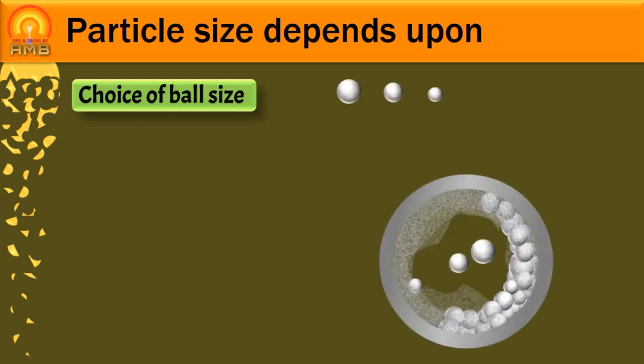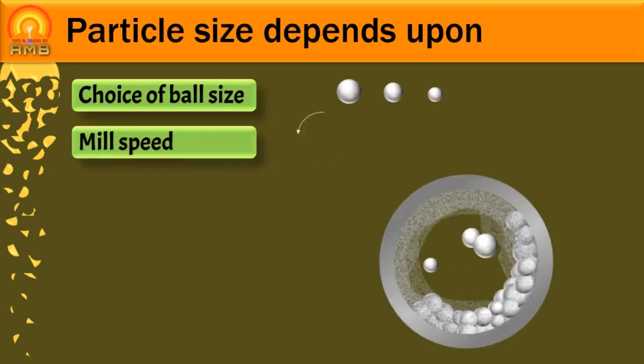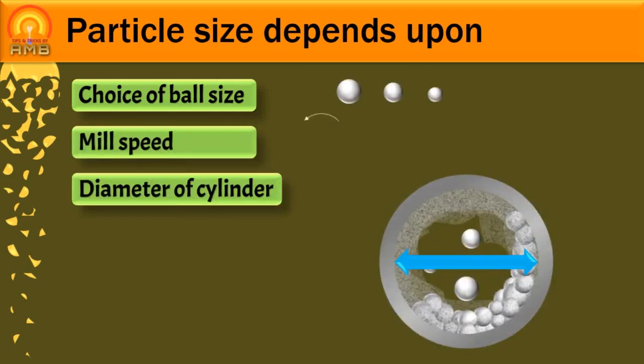Thus choice of ball size, mill speed and its diameter is important in grinding of a particular material. By varying these parameters, one can powder different materials to the required particle size.